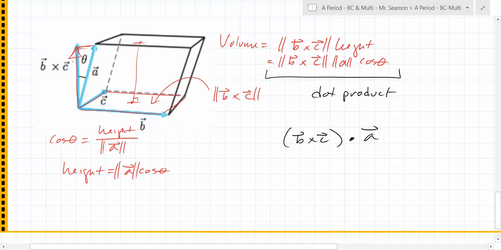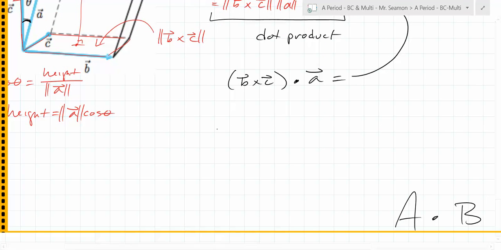No, we defined it. B cross C goes in this direction, and A is in this direction. We defined theta to be this right here. This is actually how we defined it. It is the angle between B cross C and A. So what does this in fact equal? It equals this thing right there. So what do we now have?